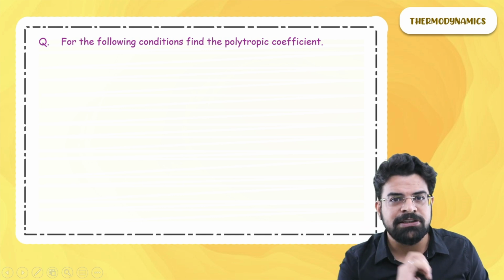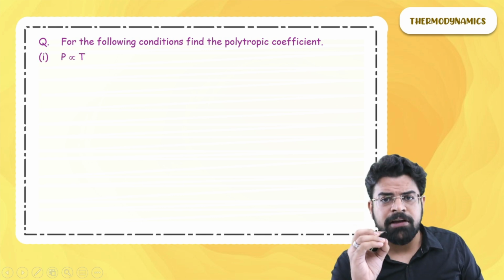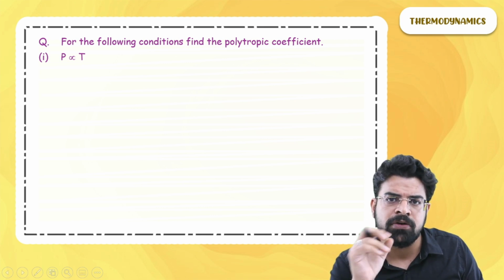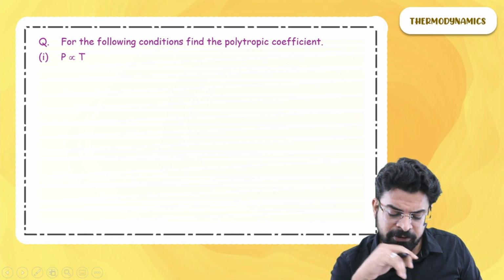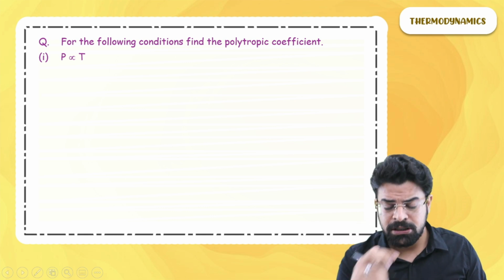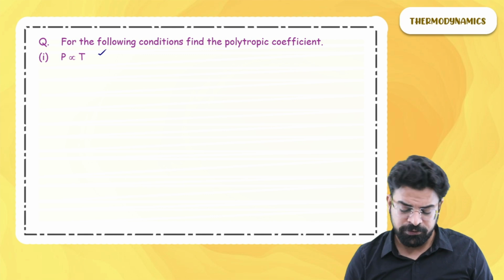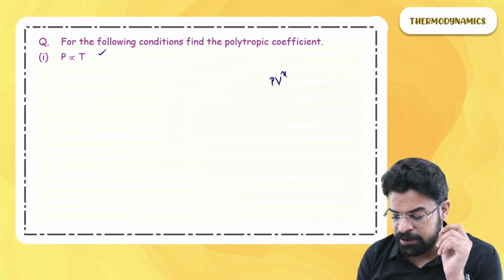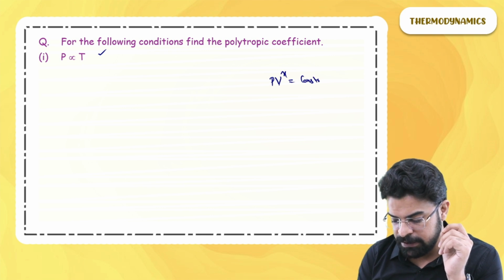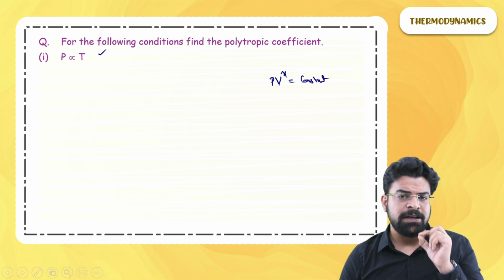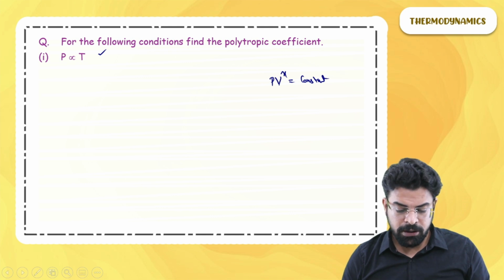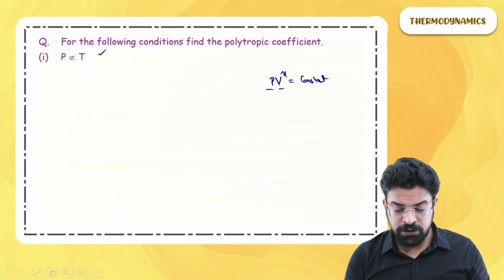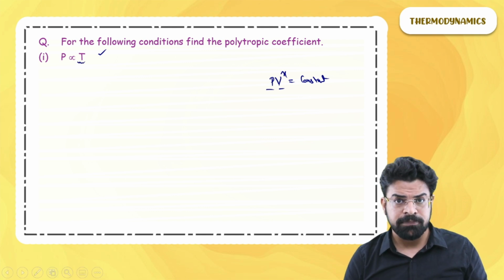So let's practice this. Let's say they give you, if pressure is proportional to temperature, what is the polytropic coefficient for this particular equation? They have given me pressure proportional to temperature, and I need to find the polytropic coefficient. To find it, I have to write this equation in the format PV raised to the power x equals constant. So we need to write the equation in terms of pressure and volume, which means we need to eliminate temperature, right?